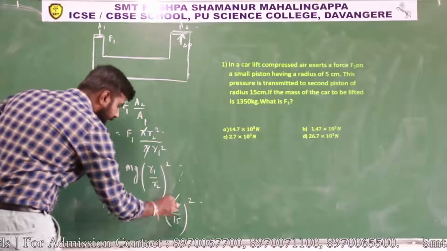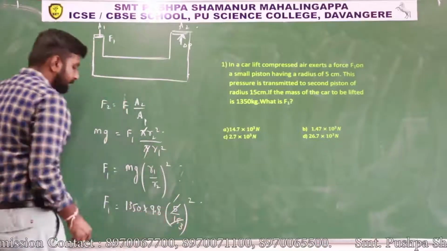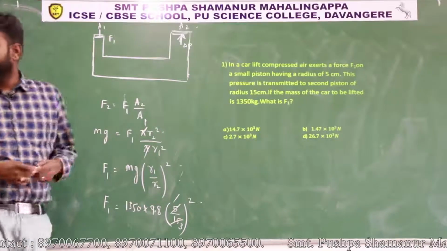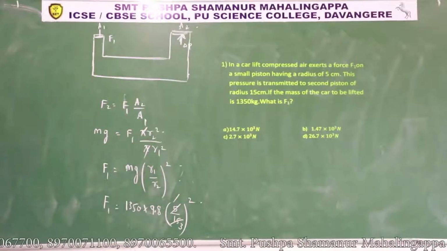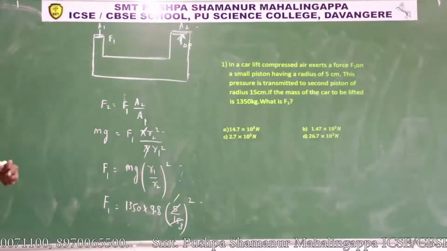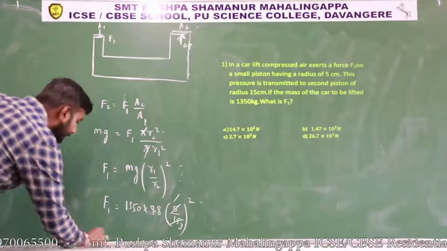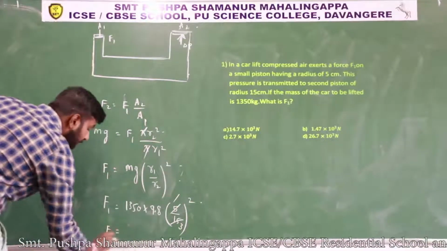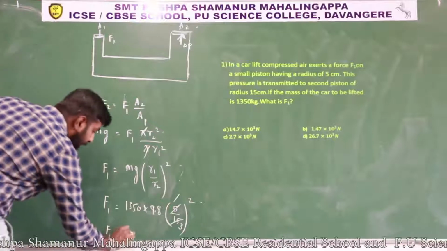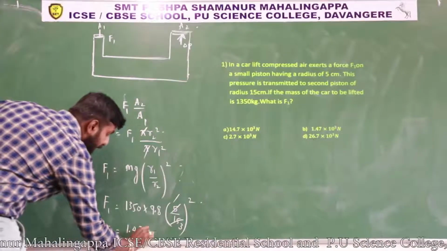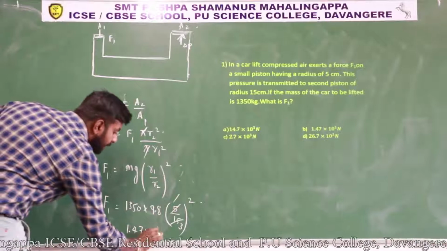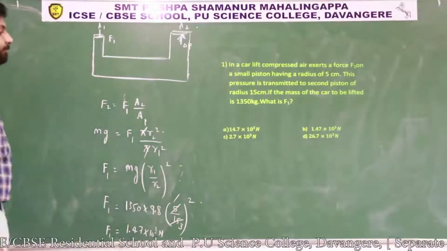So here 1 times, here 3 times. Calculate this value and check how much you will get. Finally, you will get the answer: F1 equals 1.47 into 10 to the power 3 Newton.